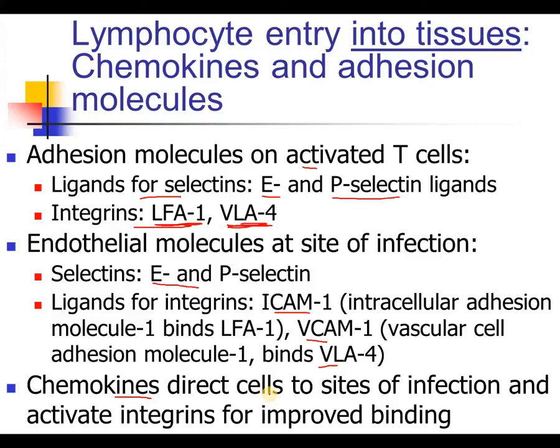Chemokines, again, are going to direct the cells to the sites of infection and activate the integrins to improve their binding. Again, this is nothing new. And it's actually really nice because it allows the T cells to move to the site of infection. And in addition, the T cells, I didn't mention it on here, would reduce the expression of molecules that would keep it in the lymph node. So again, more encouragement to leave that lymph node. As long as it's an effector cell, leave the lymph node and go to the site of the infection.